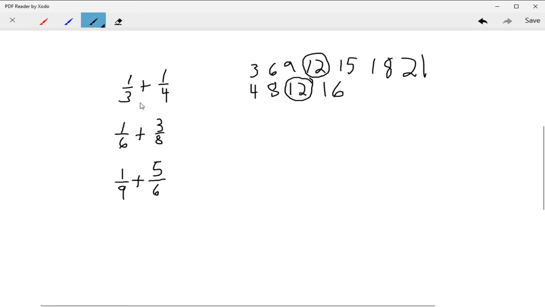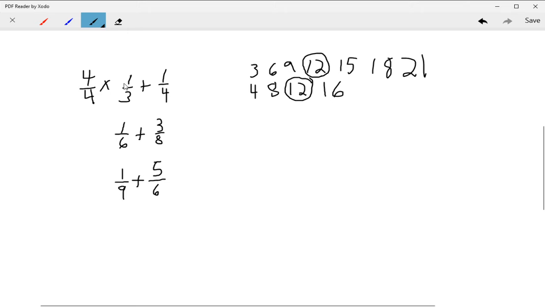Now in this case we could have just multiplied these together, right? Which is another strategy for finding a like denominator. So we have 3 and 4, and in this case we're going to have to multiply by 4 over 4. And remember, any number over itself is 1, so it will not change the value of the fraction.